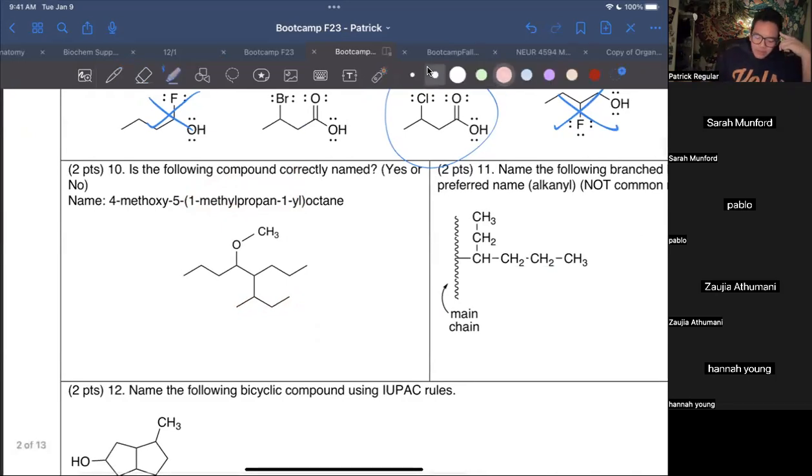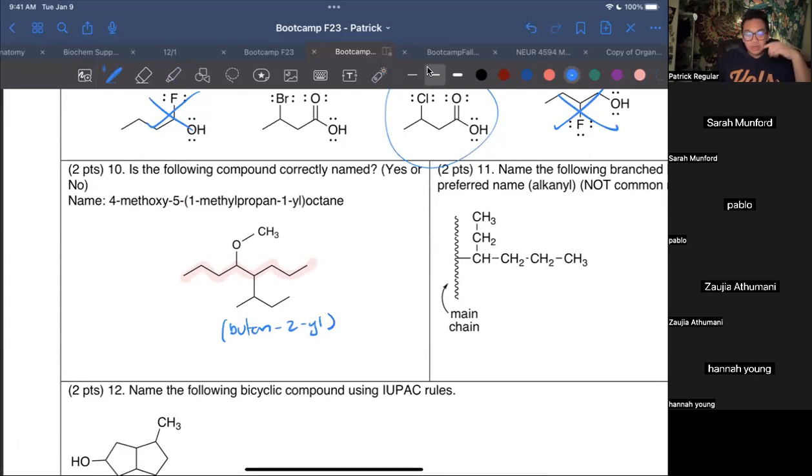Well, if we were to make this carbon chain left to right, easy, we have an octane with a propanil. First off, there are 2 things that are wrong. This branch of a branch would be butan-2-yl, not 1-methyl-propan-1-yl. It would be butan-2-yl.